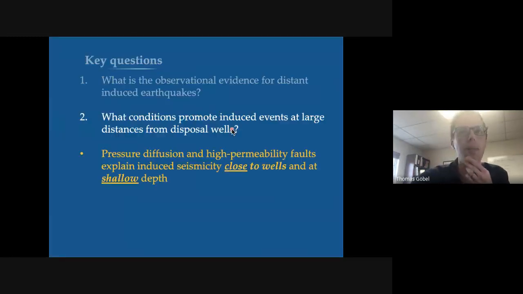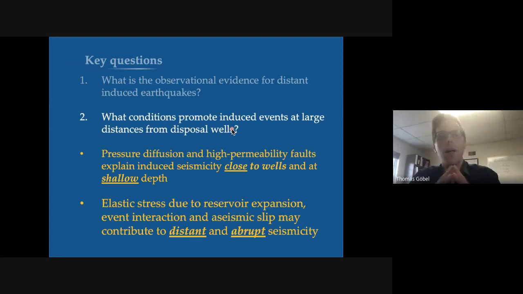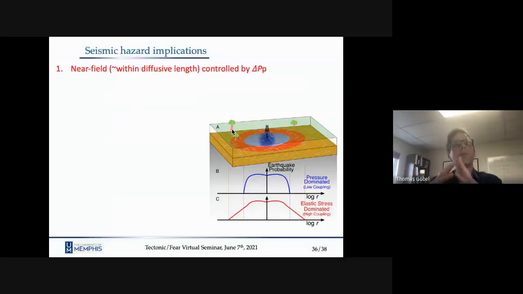Last couple of thoughts here. I'd say pressure diffusion is a very important process close to wells and at shallow depth. And then at larger distances, and also when we have abrupt seismicity changes, it stands to reason that poroelastic coupling or other forms of elastic stresses may contribute to the induced seismicity sequence. And in terms of seismic hazard implications, right, in the near field, which here I just define as, let's say, roughly within a diffusive length scale.